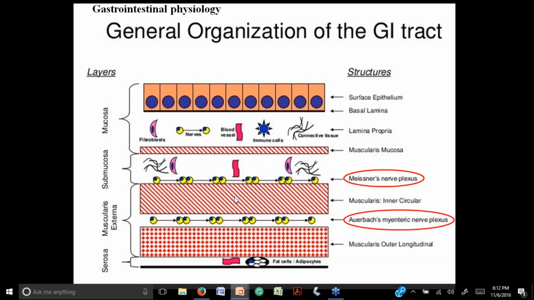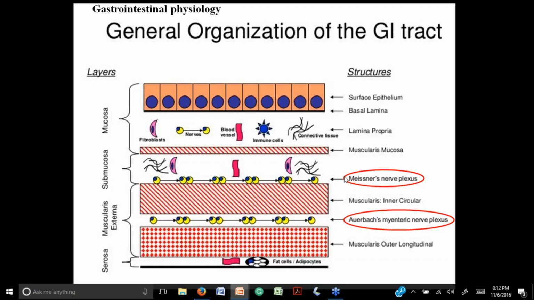Here, what I want to remark on is the nervous system. The Meissner and the Auerbach plexus: the Auerbach is called the myenteric nerve plexus. So they have two names here. Mostly they call it the myenteric nervous plexus, but the proper name is the Auerbach myenteric nervous plexus.